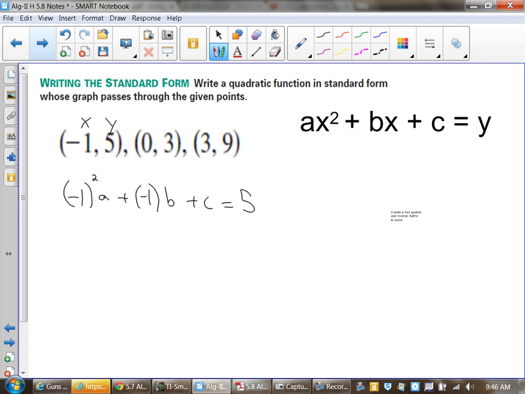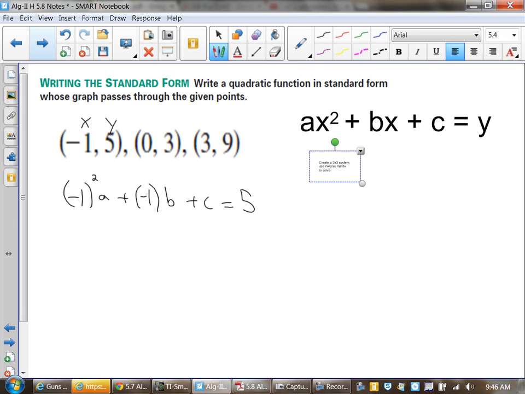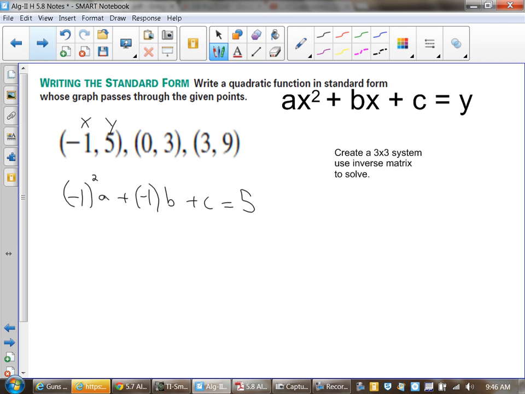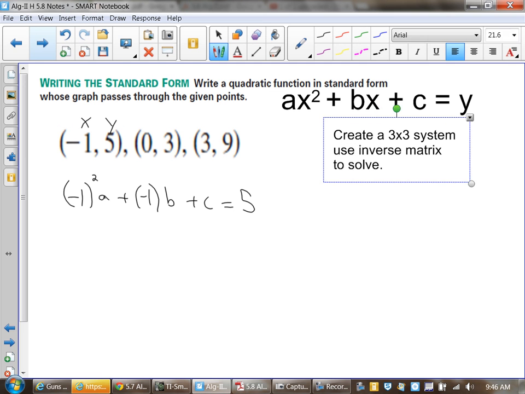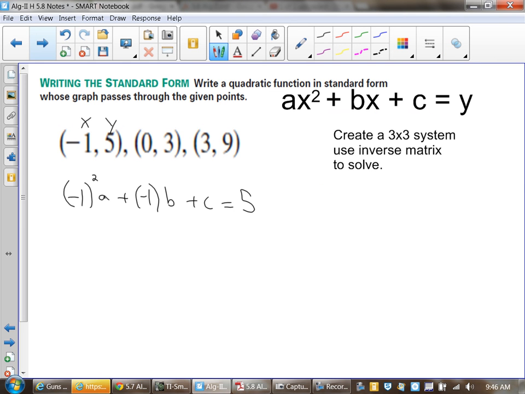Okay? Now, when I go to rewrite this out here, this is my hint. We're going to create a 3 by 3 and use inverse matrices. When I write this out, when I simplify it, I'm going to put it over here. What's negative 1 squared? 1. So I have 1a minus 1b plus c is 5. So there's my first equation.